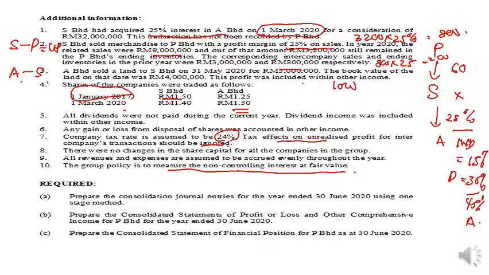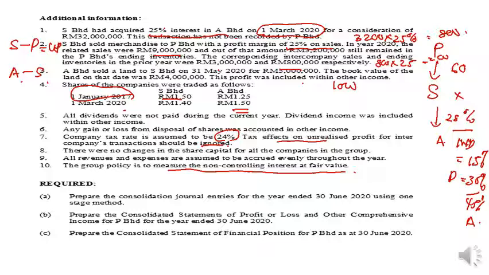Okay, but P also can have control over A through S. S acquired at the price of 32, and then this transaction is not yet recorded by P. S sold merchandise to P, so this one is an upstream sale, with a profit margin of 20% on sale.